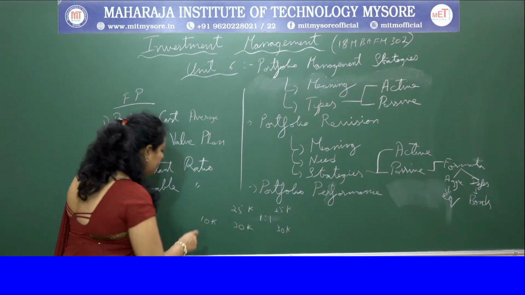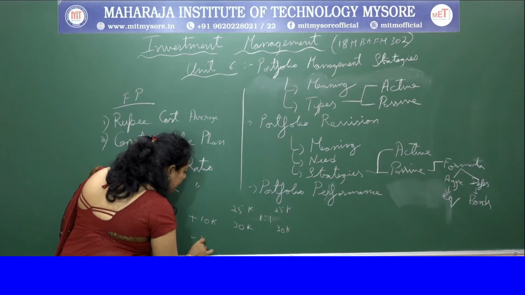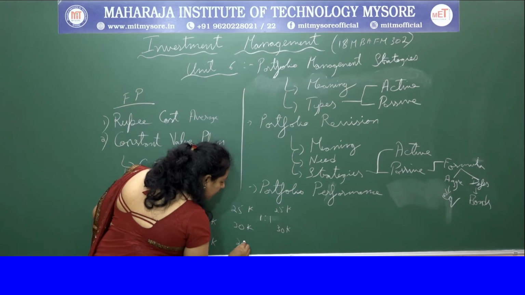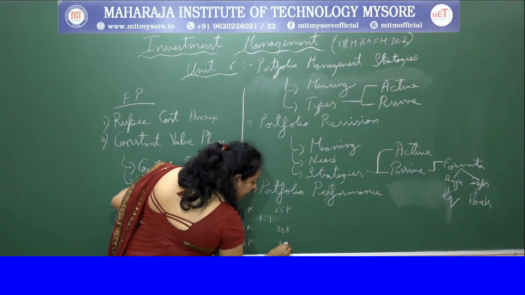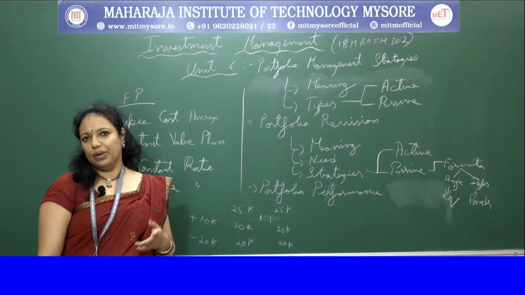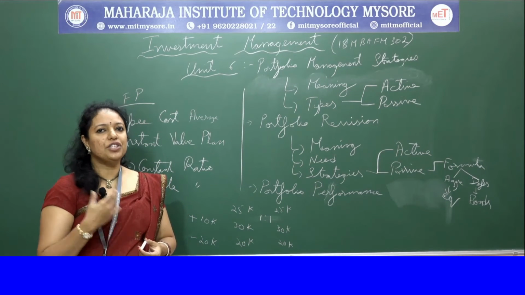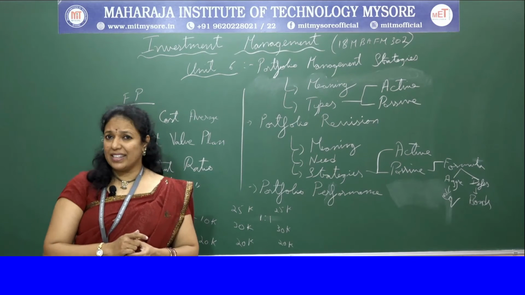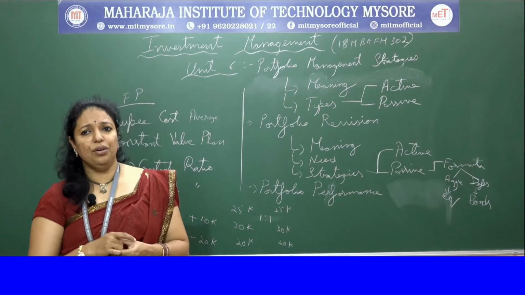If it is plus 10k, or if it is minus 20k, then the investment would be 20k and 20k, but even then the ratio will be 1:1 itself. That is constant ratio plan. The next is variable ratio plan.